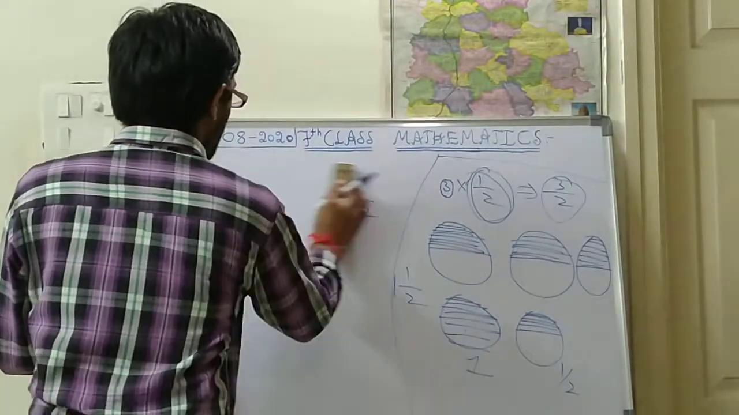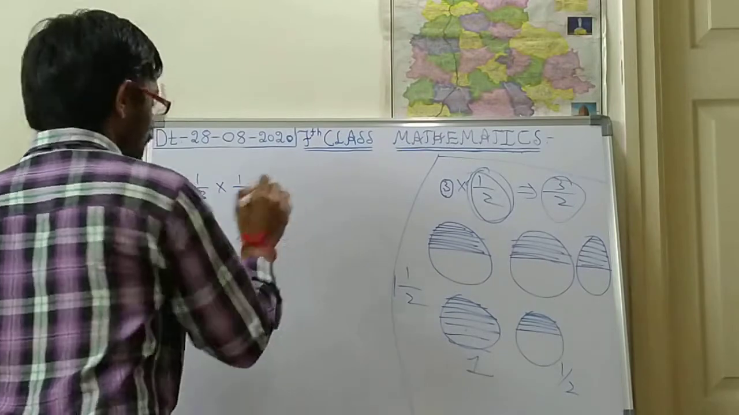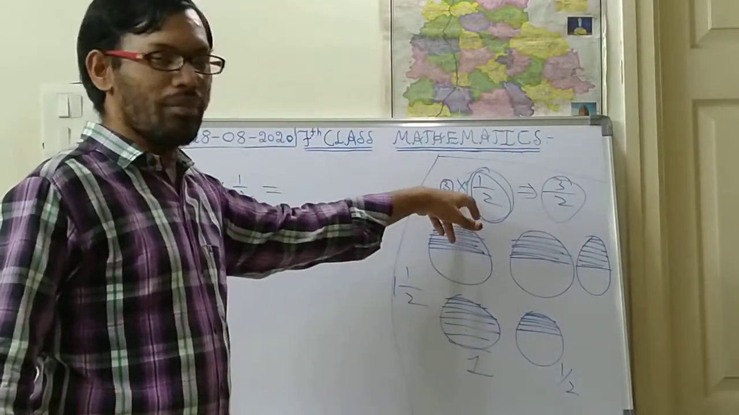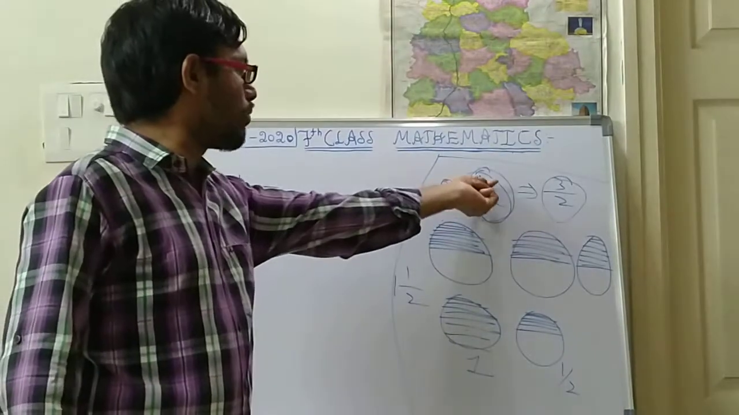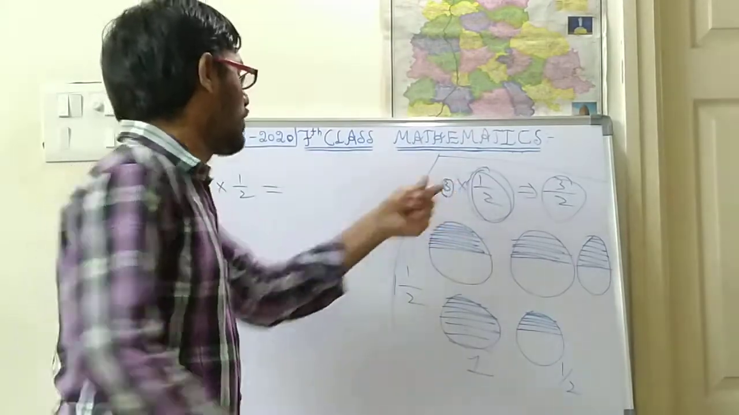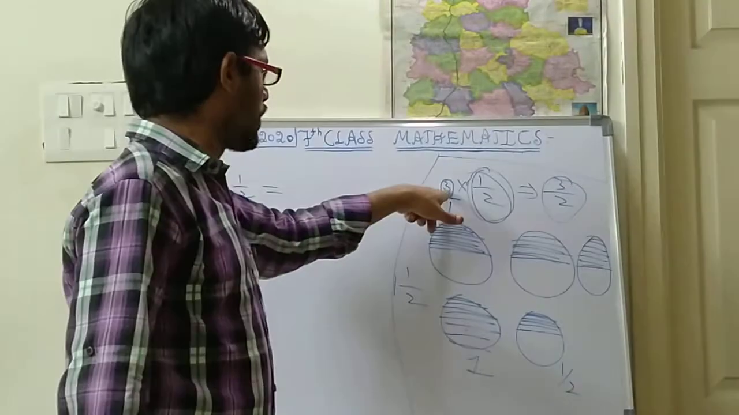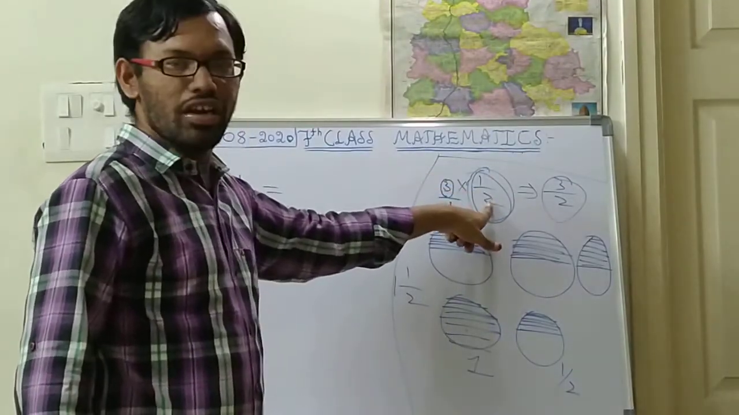So, generally, 1 by 3 into 1 by 2. Already I said that if a whole number is multiplied with a fraction, you multiply the whole number with the numerator of the fraction. Here 3 means 3 by 1 only. So 3 you multiply with the numerator and 1 you multiply with the denominator.